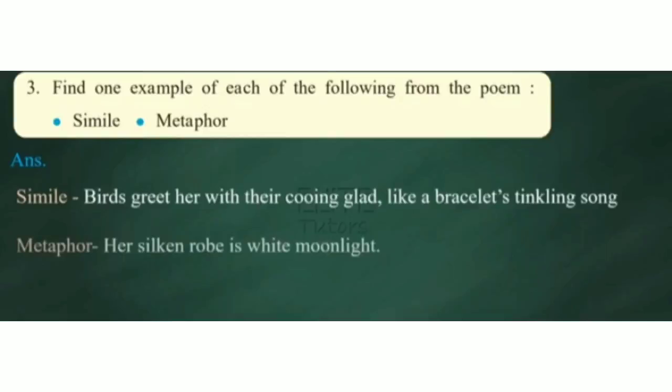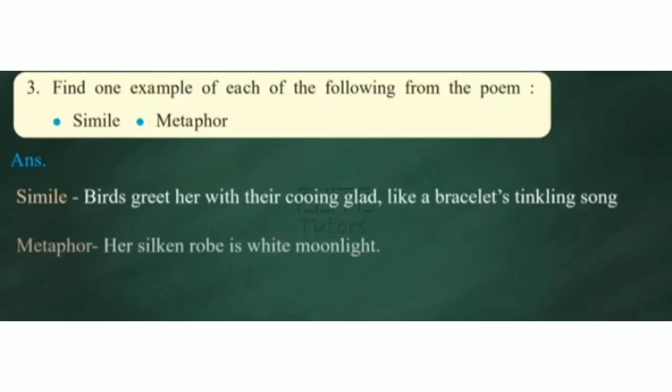Now talking about example, sub question 3. Find one example of each of the following from the poem. Now simile. Simile is when two objects are compared and words like as or like are used. And what is metaphor, students? In simile there is comparison done between two objects and both of them have a similar quality and words like as and like are used. But in metaphor there is only comparison between two objects, no common word is used.